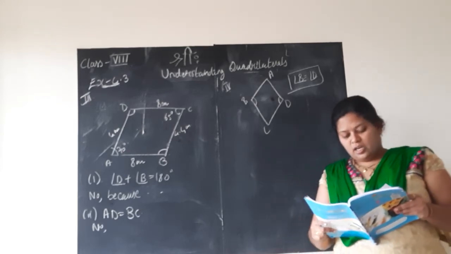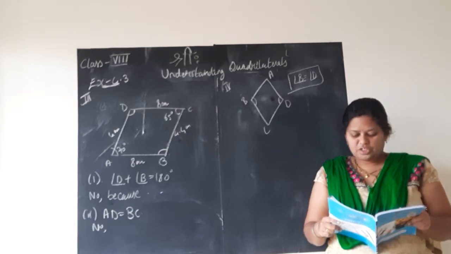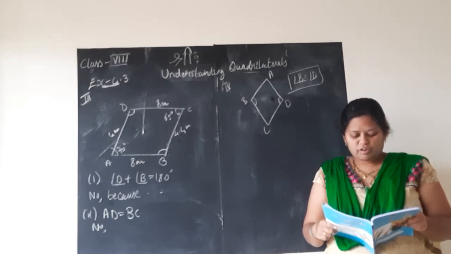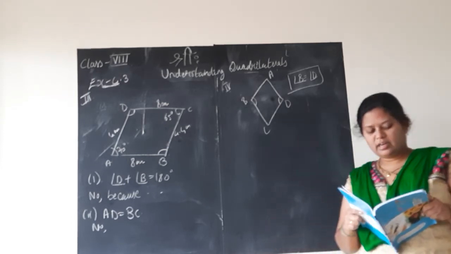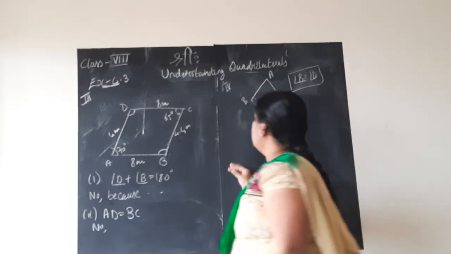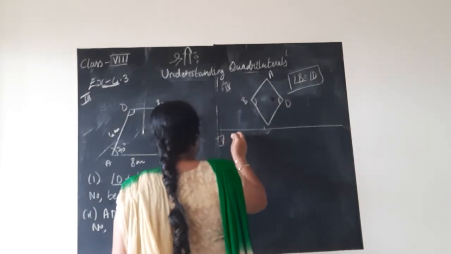Fifth one: the measures of two adjacent angles of a parallelogram are in the ratio 3:2. Find the measure of each of the angles of the parallelogram. That's the question. Very simple. They have given it in the form of a ratio, so we don't know how much it is.